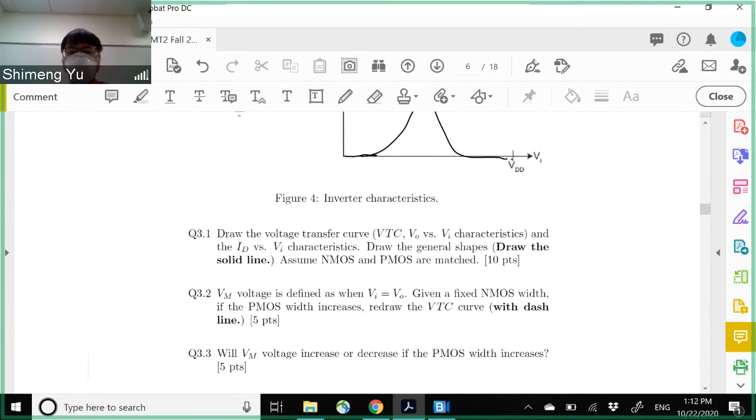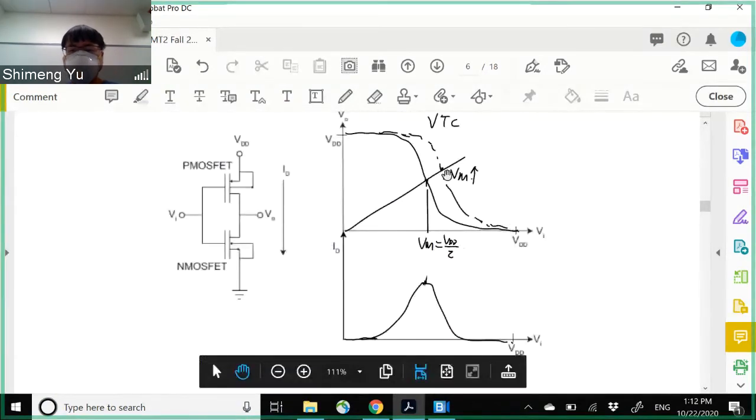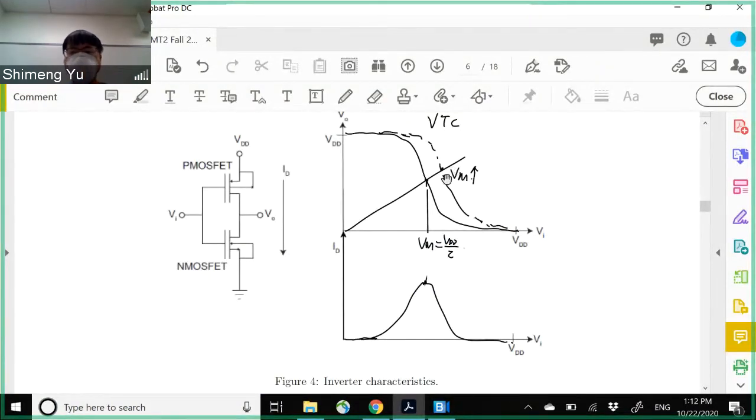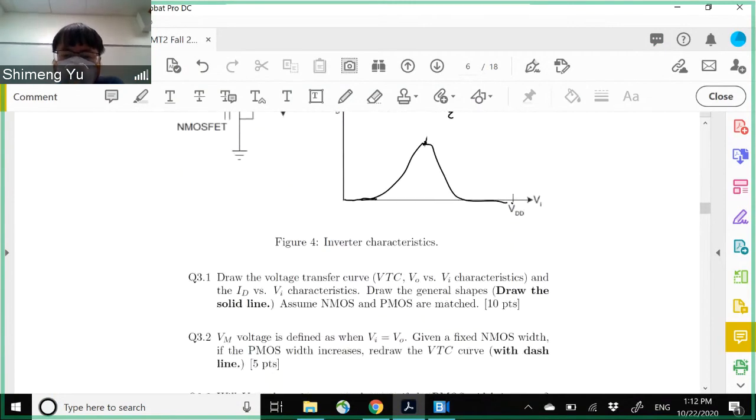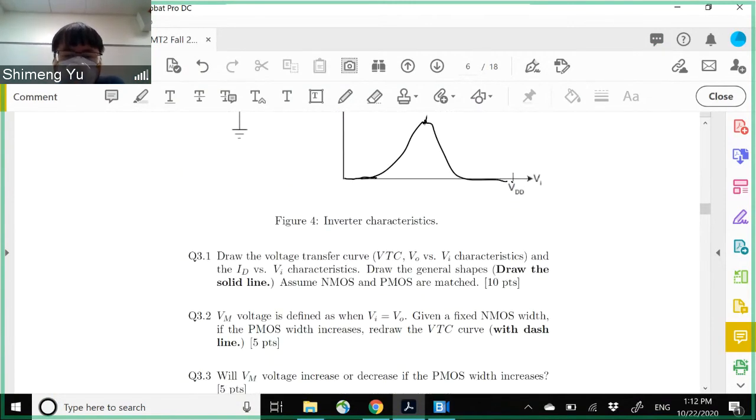So based on the shift of the VTC, we can decide whether Vm increases or decreases. And actually there is an analytical equation to calculate the Vm. If you refer to the equation sheet, there is an analytical equation to calculate Vm. And I believe you have done that in your homework as well. All right, so that's Q3.